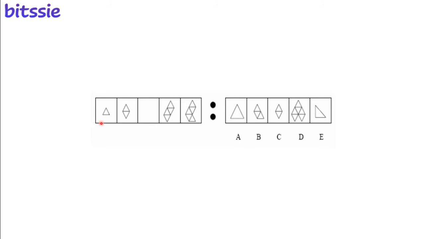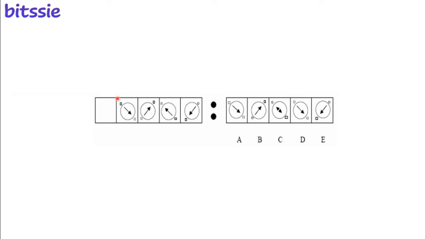So it's clear to see that as we go along, we're adding 1. So if we go from 1 to 2, then we get to 3. And the only option with 3 triangles is B. Next, let's look at question 4.